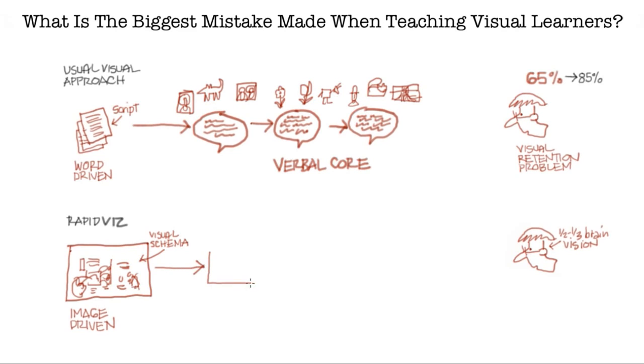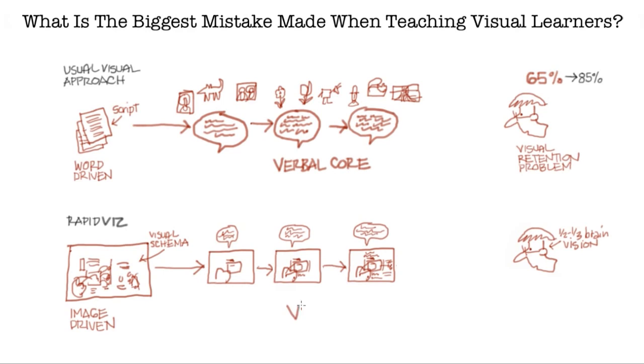What is needed is a visual schema or model that is built sequentially in front of the learner in a single image. Visual images can hold meaning when they are constructed in front of the students into a single coherent image. Words are subordinate or an adjunct to this visual core. With the usual visual approach, they use multiple segments or images, and the brain shifts with each new image. But with the rapid viz approach, you have a single image you're building together.